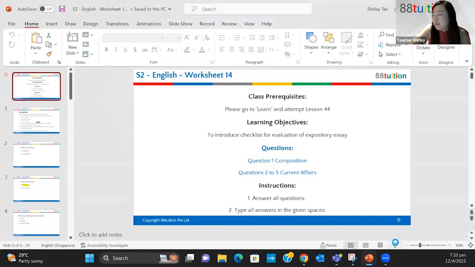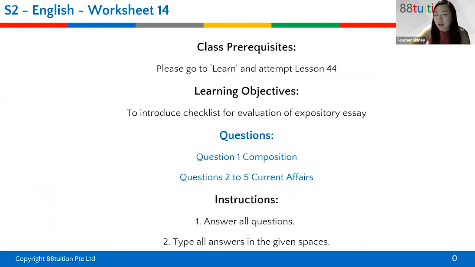Okay, so now we're going to get started with the lesson proper. Today, we are going to introduce you to a checklist on how we evaluate your expository writing. Some of you might have been exposed already. Your teacher might have introduced you to expository. Some of you maybe not yet, okay? But definitely by Sec 2, they will introduce that to you, okay?